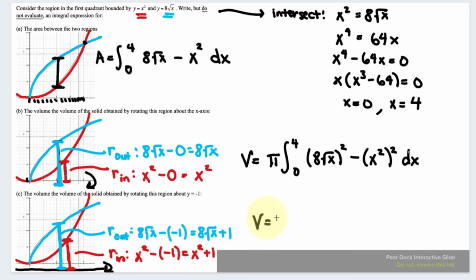So our volume in this case, I'm going to factor out the pi again. We're still going from 0 to 4. We're still adding up all the x stuff. Radius outer squared minus radius inner squared.